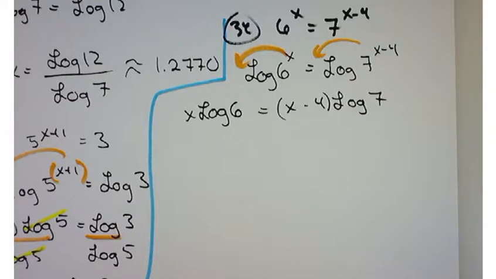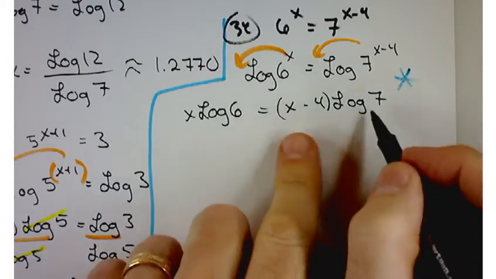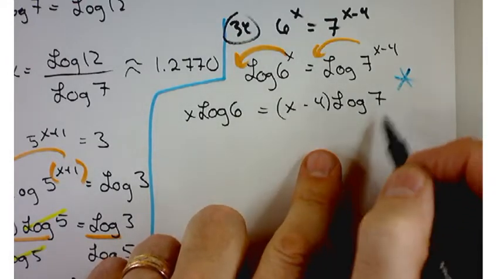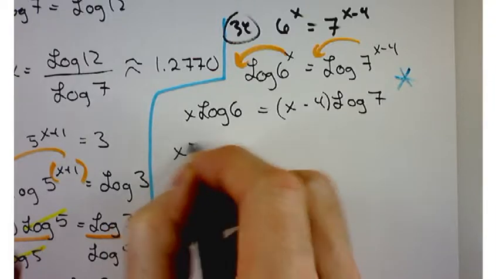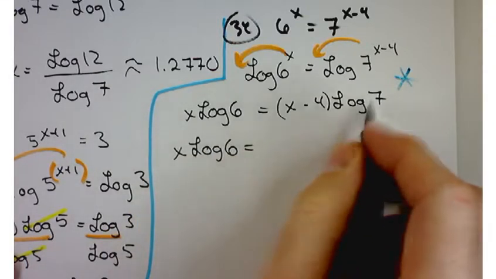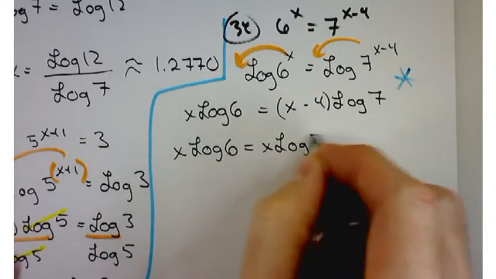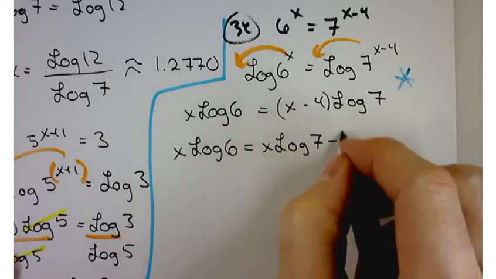Now, there's 2 tricks on this problem. 2 little spots where you have to do a certain step in order to continue and get this problem right. So the first one is right here. So let's give that a little star here. So there's our first trick, and that is we're going to distribute this term to both of these inside. So it's going to be x log of 6 equals x log of 7 minus 4 log of 7.